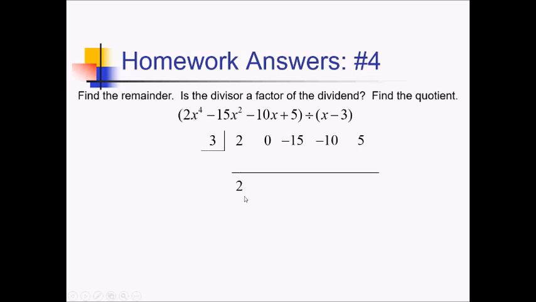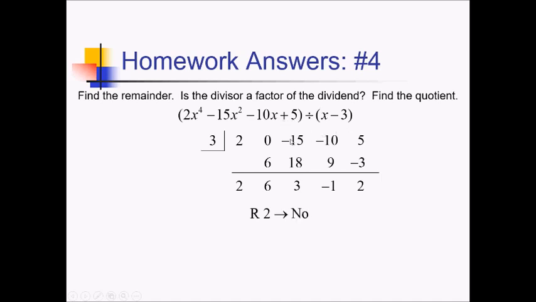3 times 2 is 6, and we add these top 2 rows to get the rest of the bottom numbers. So 0 plus 6 is 6. 3 times 6 is 18. Negative 15 plus 18 is 3. 3 times 3 is 9. Negative 10 plus 9 is negative 1. 3 times negative 1 is negative 3. And then 5 plus negative 3 is 2. That last 2 down there, that's the remainder. And then since that's not 0, that means x minus 3 is not a factor of the larger polynomial.